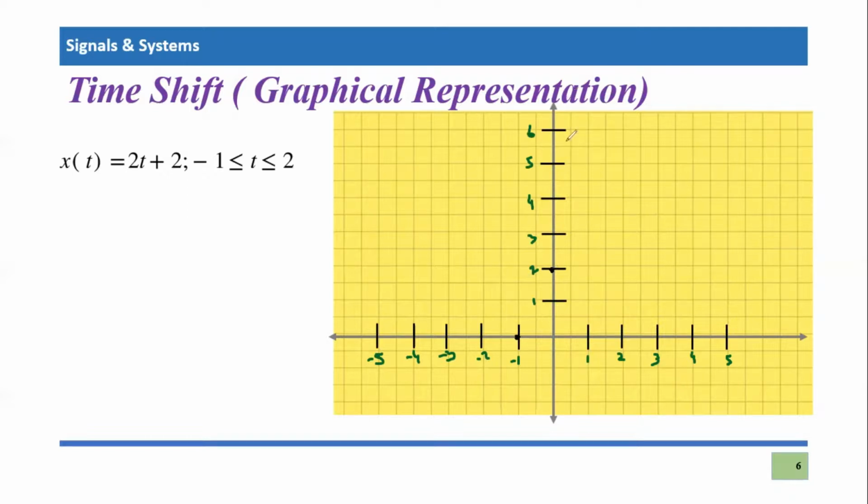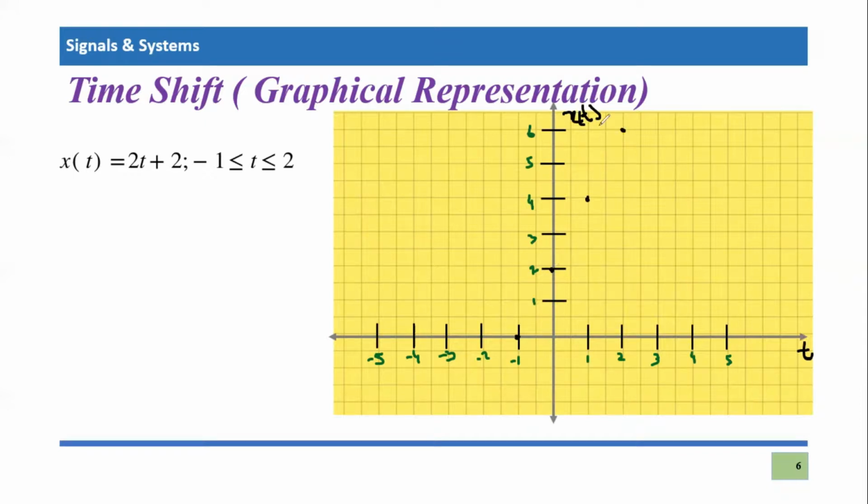This is the y-axis, so this is the value, and this is the time axis, you can say the x-axis is the time, and this is x of t, which is basically the y value. Remember, and then if I put 1 here, 2 into 1 would become 2, and 2 plus 2 would become 4. So at 1 its value would be somewhere here, right? So these are the points, minus 1, and this point, and this point. And if I use the last value of the interval, which is 2, 2 into 2 would become 4, and 4 plus 2 would become 6. So at 2, the signal value will be somewhere here.